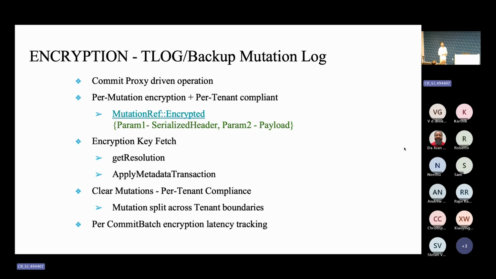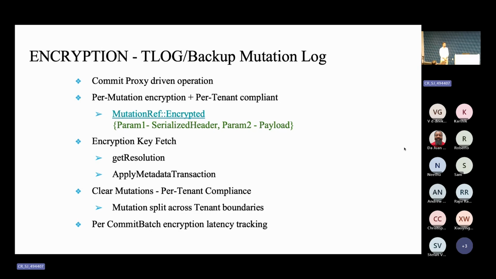Secondly, when you apply the metadata transaction, that is where the encryption is actually being done. So you fetch the encryption key and then you do the encryption as a part of applying your metadata, because that is where you have to encrypt the buffer. As I mentioned, the clear mutations are special because they can cross tenant boundaries. So the way we solve that is we split it across the transaction or tenant boundary. So one clear becomes n clears, based on how many tenants you are actually trying to clear.